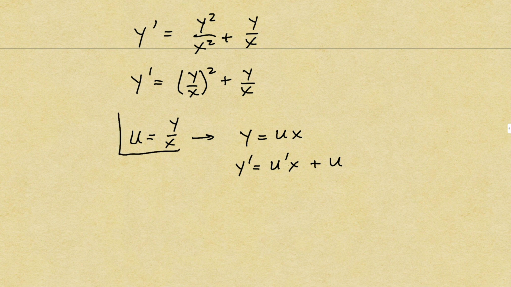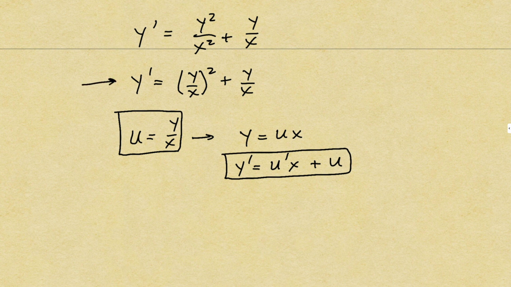We have what to replace y over x with and what to replace y prime with. So let's plug them all into our differential equation. The left-hand side, y prime, becomes just u prime x plus u, equals, on the right-hand side, all of the y over x's get replaced by u's. So we just get u squared plus u.